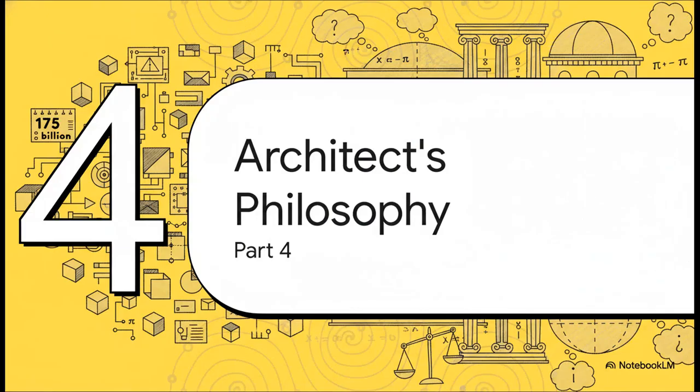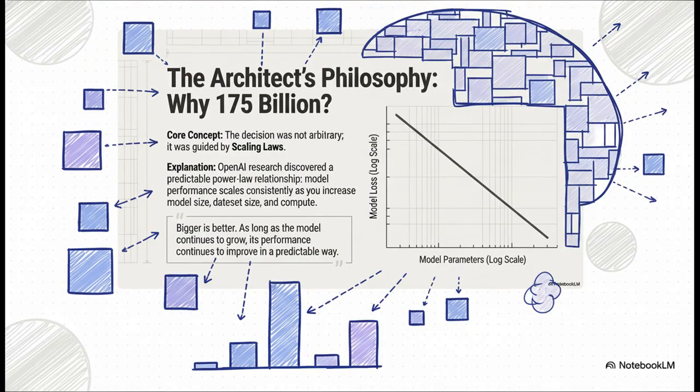Okay, so that answers how they got the number. But that's only half the story, isn't it? The more interesting question is why? Why 175 billion specifically? Why not 50 billion or 500 billion? This is where we have to get inside the heads of the architects. Yeah, this decision wasn't random at all, not even close.